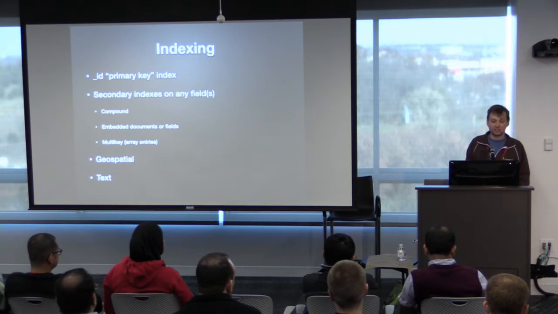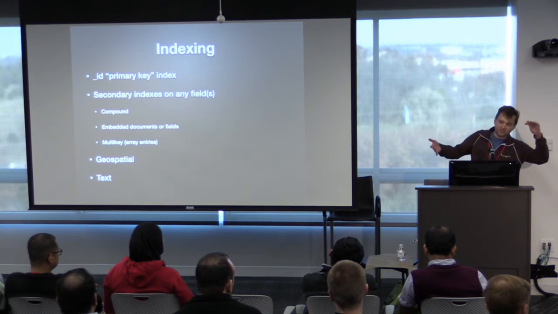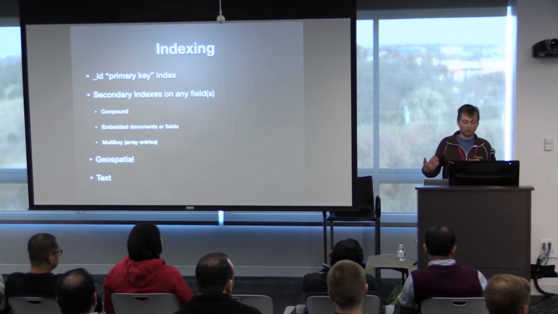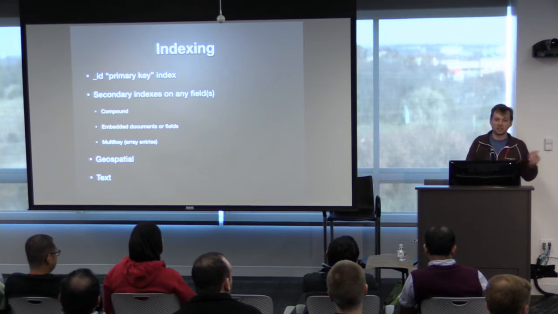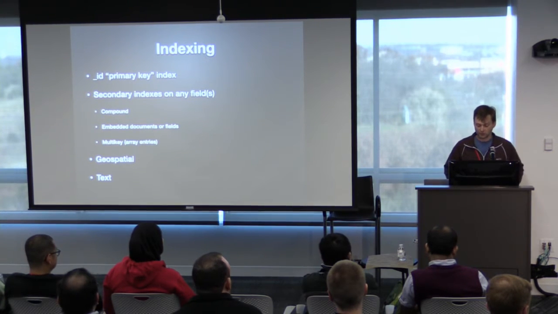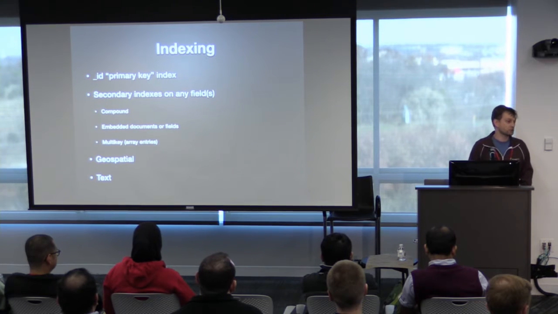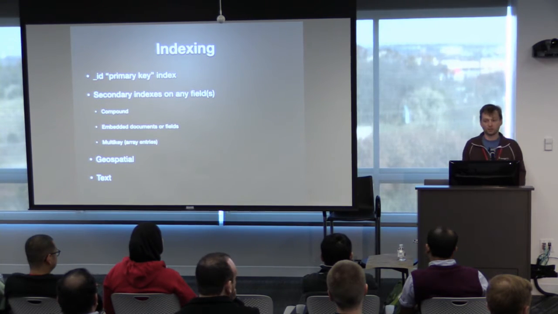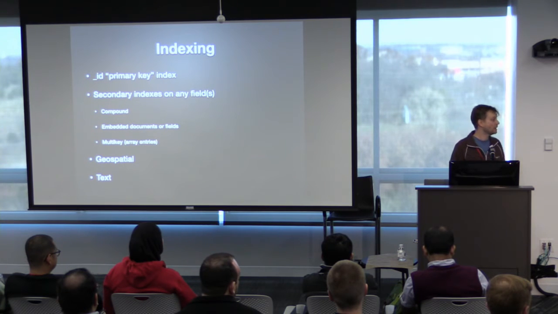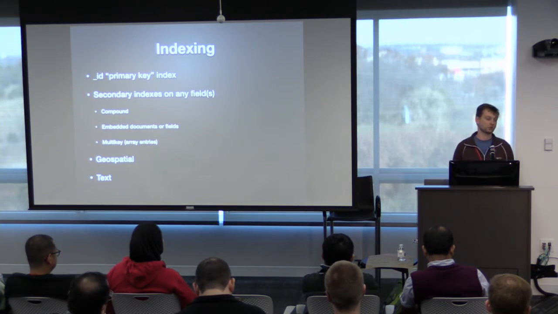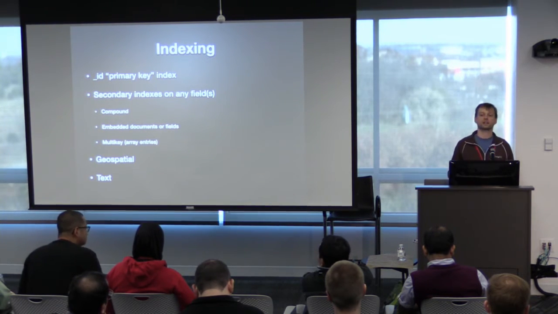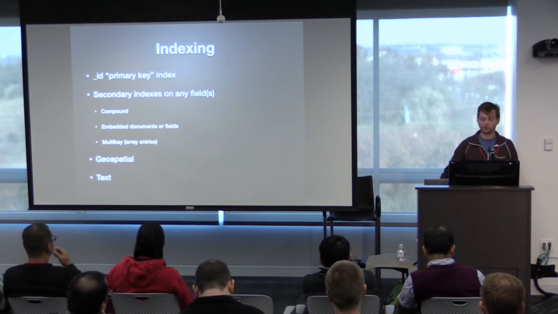You can index embedded documents, so you have these deeply nested JSON documents. You can index fields within those nested objects. You can also create multi-key indexes, so if you have an array of entries, you can index the items within that array and query based on that field. We also provide geospatial indexes, so if you're building some kind of location-based application or service, you can take advantage of that. And we also offer full-text indexes, so you can do text queries. So you can create the full-text index on specific fields within the JSON document, or use a wildcard and create a full-text index on all of the fields in the document.